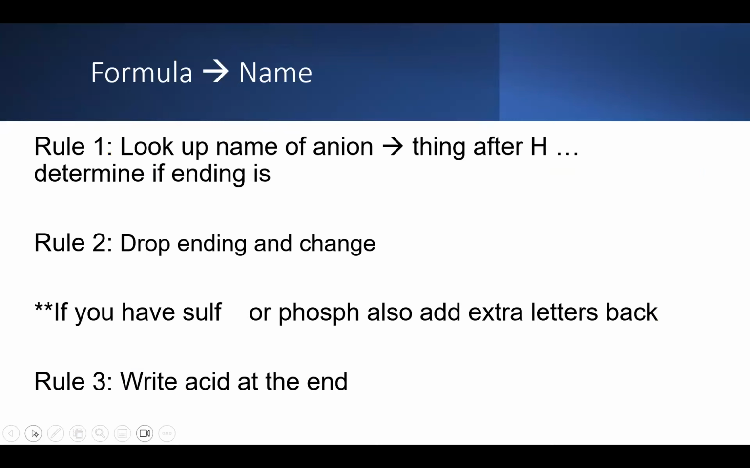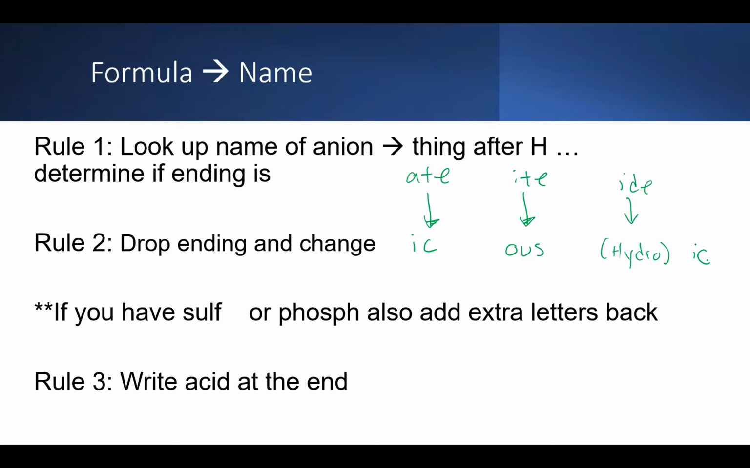Okay, so this gets us to the opposite way. When we are having the formula, we're going to know it's an acid because it's going to start with hydrogen. So if the thing at the end ends in ate, we are going to need to change that ending to ic. If the thing at the end ends in ite, we will want to change that ending to ous. And if it ends in ide, we're going to put the prefix of hydro and then the ending of ic.